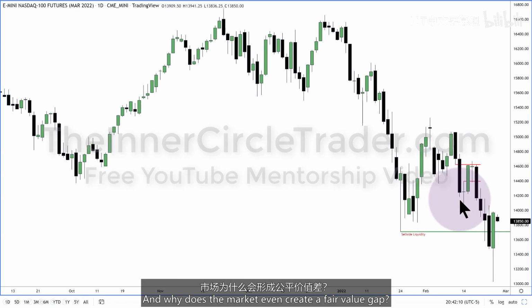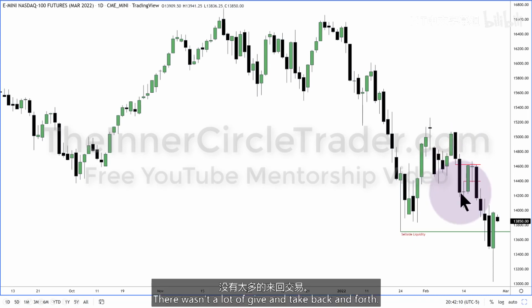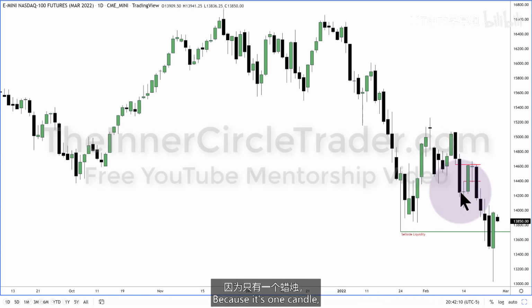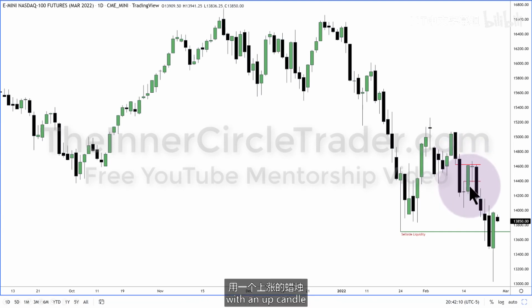And why does the market even create a fair value gap? Why does the market go up here? Because this market dropped one-sided right here. It just went down. There wasn't a lot of give and take back and forth. It's one candle that went down like that. Because it's one candle, it's one day, one interval, it's going to have the likelihood, not that it must always, not that it's going to do it immediately, but the expectation is it's likely to go back up into this area here with an up candle, balancing out the movement lower.